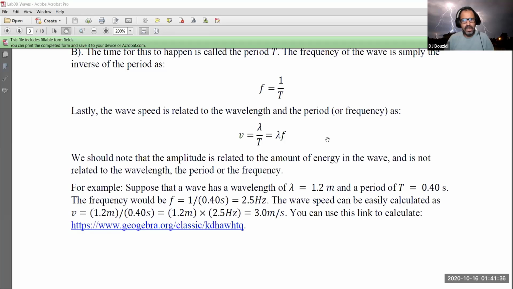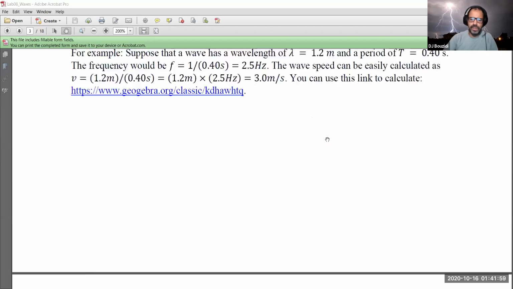But the intensity can be very soft, very low intensity, very low amplitude, or very high amplitude. Same thing with light. It can be super bright light, or it can be dim light. So that's where the amplitude comes into play. Okay, but it's not related to any of those. Does this make sense to everybody? Okay, so let's continue.